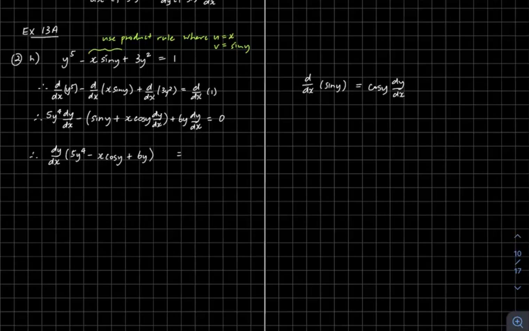The only term on the left-hand side that doesn't have a factor of dy/dx is this minus sine y. So if we take that to the other side, it's going to become plus or positive sine y, isn't it? So therefore, dy/dx will be equal to sine y over all of this here. 5y to the power of 4 minus x cos y plus 6y. Well, there's one that we certainly wouldn't have been able to do explicitly, but we can find the derivative implicitly.